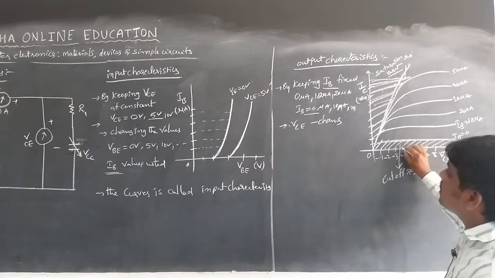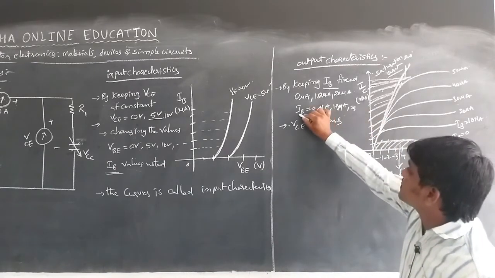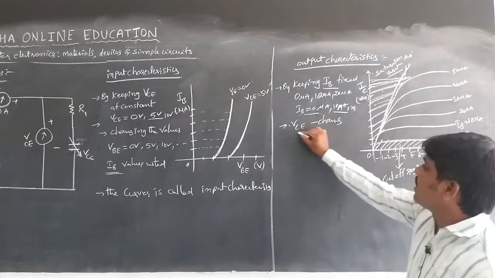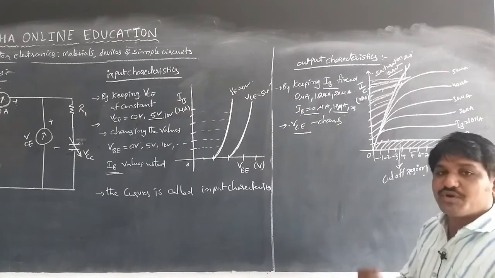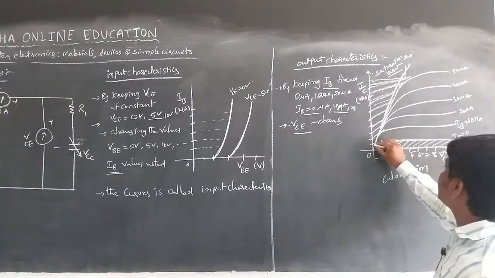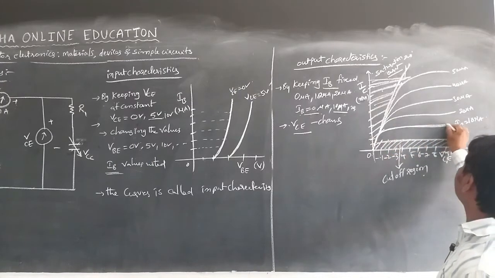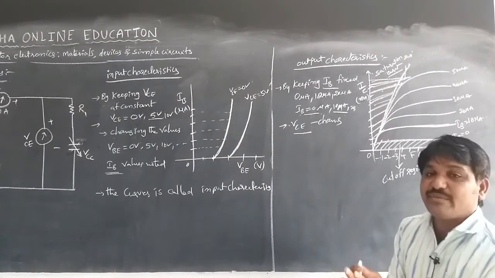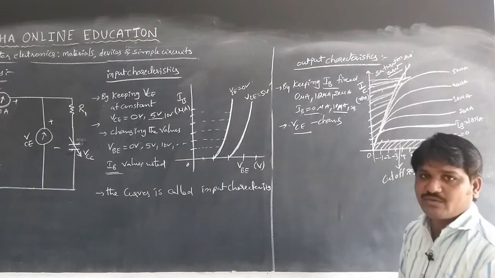And again the collector current value, the base current changes by 10 microamperes. Again we are changing the VCE values, meaning the output potential is changing. Then the collector current also responds to that and changes, when the value in the input characteristics, the IB current, is at some fixed value.